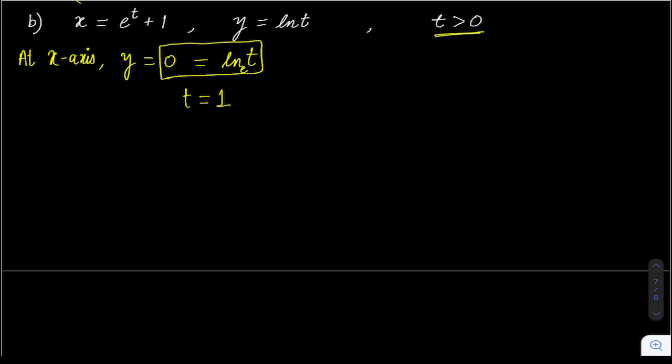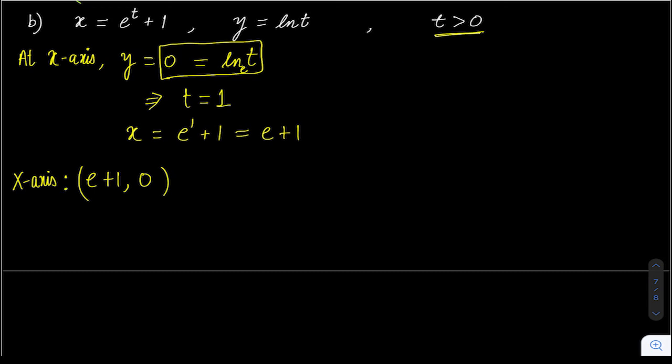So this is basically base e. So what should be the power of e so that we get 1? So obviously the power should be 0. So ln of t equal to 0 means t is 1. If t is 1, so what is my x value? My x coordinate will be e power 1 plus 1, that is basically e plus 1. So at the x-axis, it intersects at the coordinate (e plus 1, 0). So this is at the x-axis.